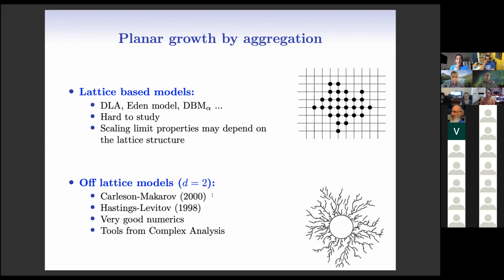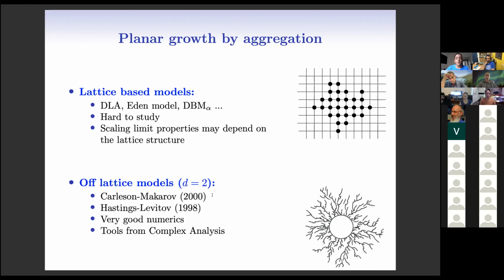And the good thing about this class of models is that they're amenable to simulations. Already in the original paper of Hastings and Levitov, there are several simulations. And because clusters are described via conformal maps, we have many tools from complex analysis that we can use to work with these clusters and analyze them mathematically. The bad thing about these models is that the use of the Riemann mapping theorem restricts us to the two-dimensional case. So everything I will discuss will be planar growth.